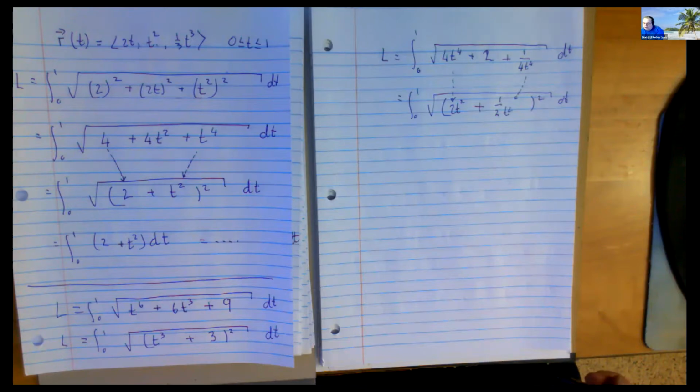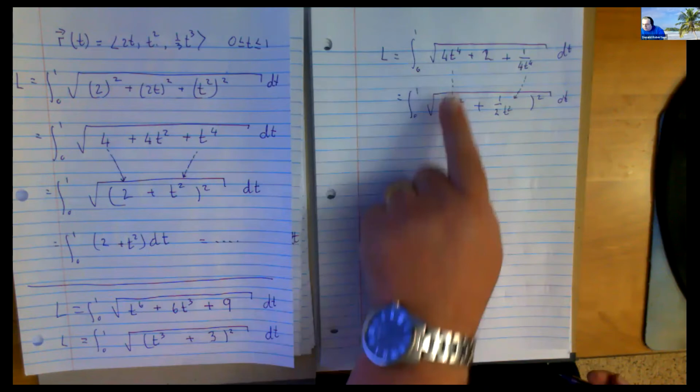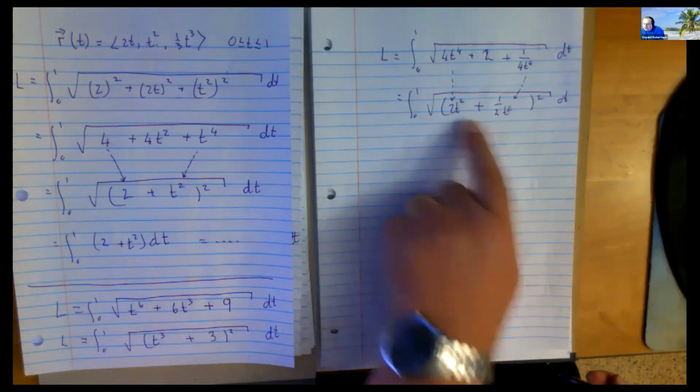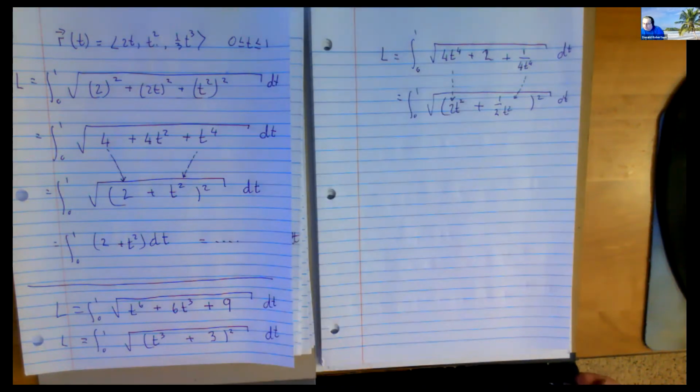Are you comfortable about how to take an ugly 3-term square root and make it a perfect square, because they have to be, or the question's not going to be doable? You comfortable with that process? Right.